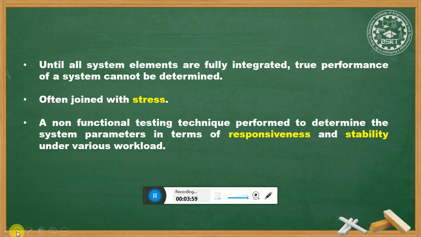So, in performance testing, we are not focusing on any requirements of the system as we do in other types of testing. But here, we actually focus on the performance of the system on the basis of some parameters such as responsiveness and stability, and this we have to see under various workload.